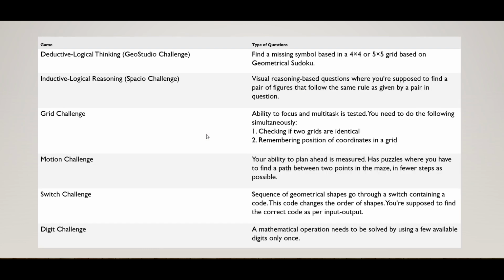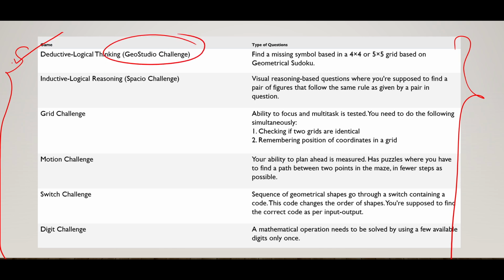Let's start with our structure first of all. There are multiple types of games. The first game which we will be discussing in this video is deductive logical thinking, or the geo studio challenge. This is the first type of challenge-based game which we will be solving in this video, and I will be solving some difficult questions so you can get an idea.